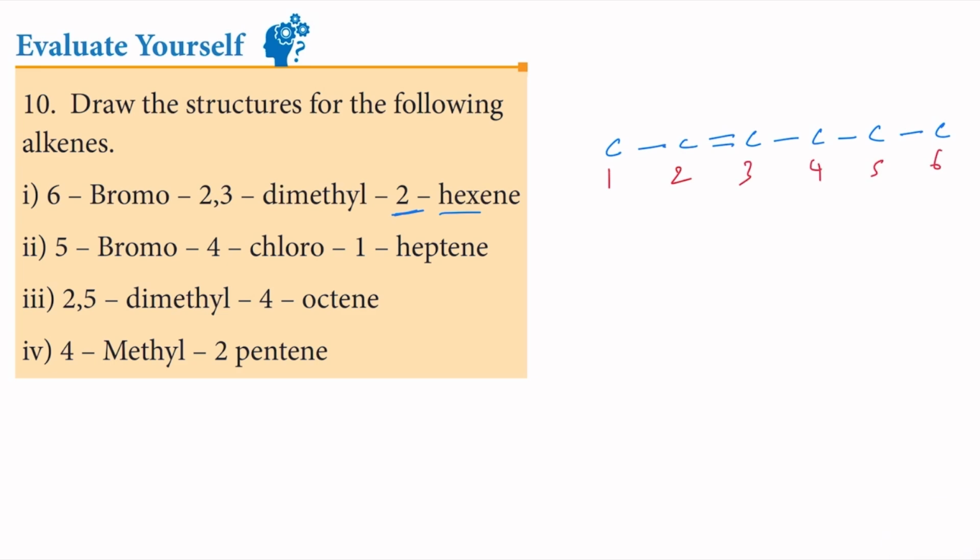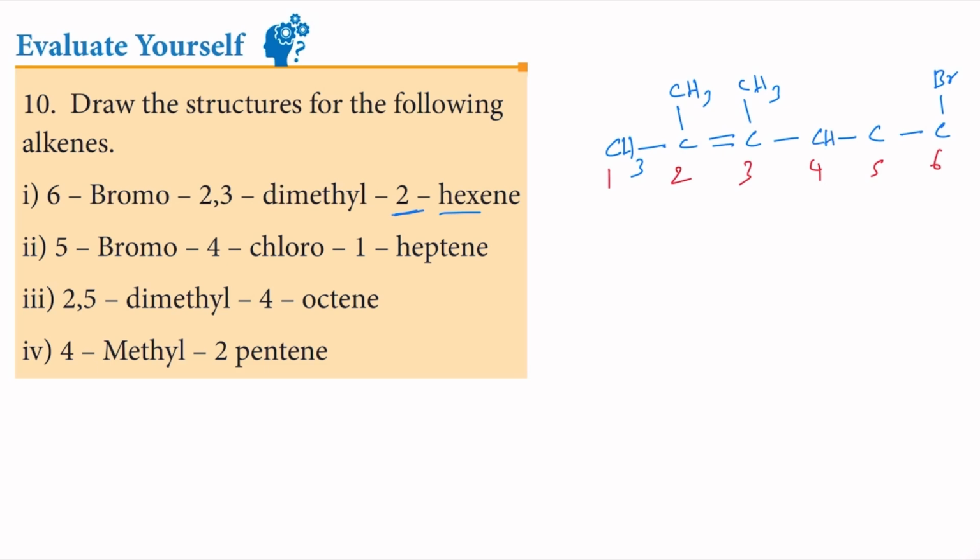Put the methyl groups at 2 and 3 position. There is a bromo substituent at position 6. So let's do that also. Now to satisfy the valency of carbon, let us fill the hydrogens. At position 1, we have to put 3 hydrogen atoms so that the carbon valency will be satisfied. At 2 and 3, the carbon valencies are already satisfied.